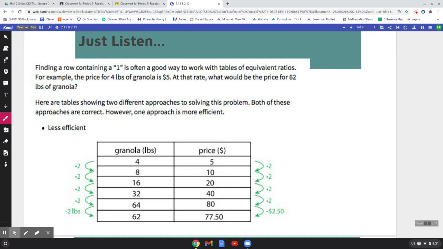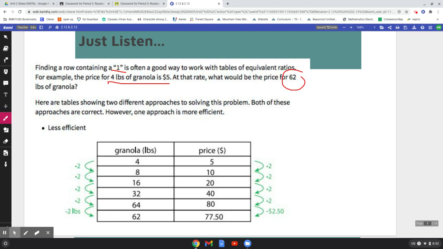So, finding a row containing 1. I've been saying this a lot. This is going to be the key to the tables. It is often a good way to work with tables of equivalent ratios. For example, the price of 4 pounds of granola is $5.